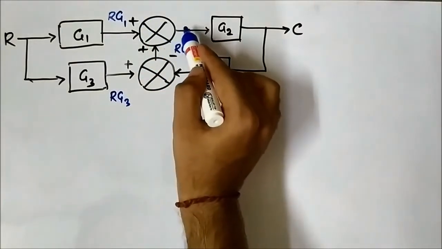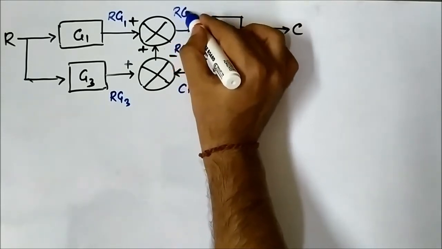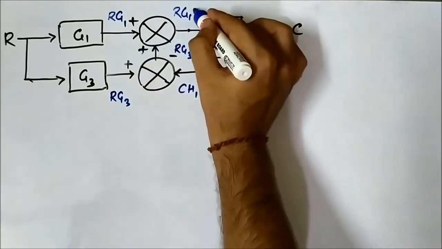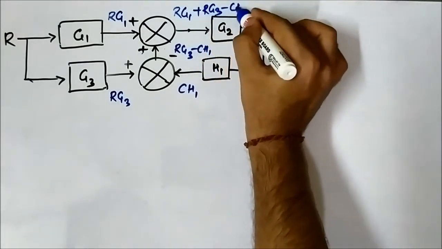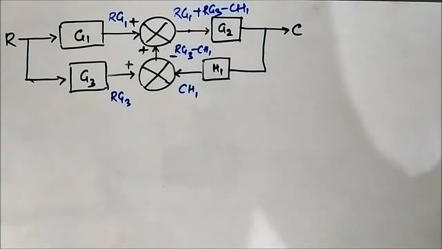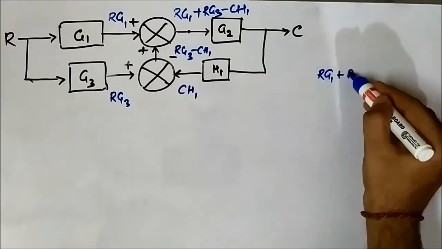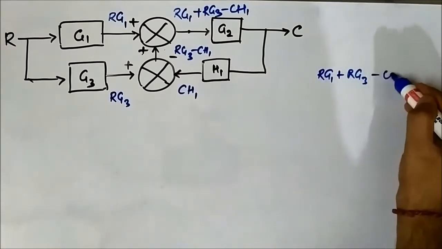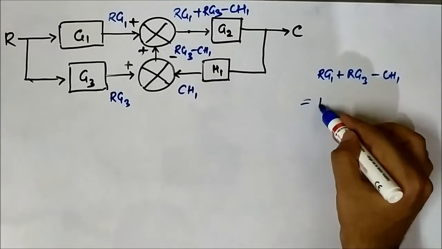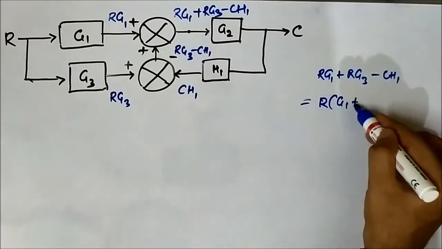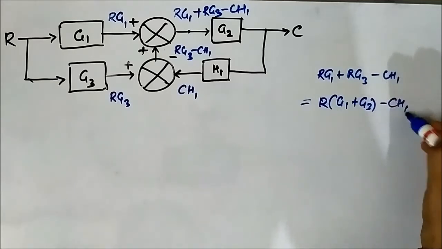The final output of this summer is RG1 plus, because here it is plus, RG3 minus CH1. Okay, RG1 plus RG3 minus CH1, or we can write it as R into G1 plus G3, minus CH1.